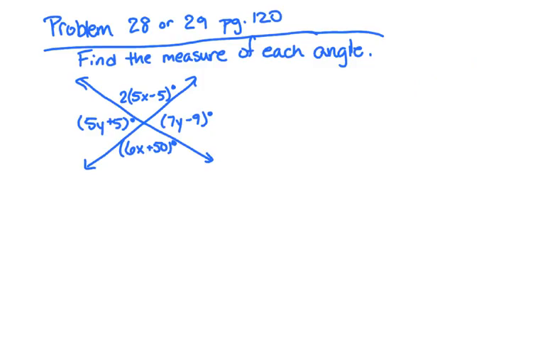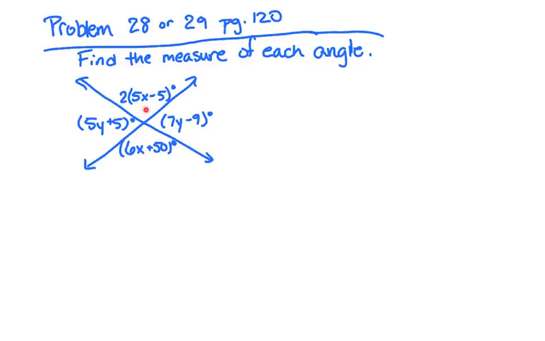Alright, so just like you did in your homework in section 2.7, you're going to have a problem similar to those, where you're asked to find the measure of each angle, and you're given a figure like this. So here's what we're going to do. We're going to find x and y first, and then we're going to plug back in to figure out what the measurement of each of our angles are. And how we're going to find x and y is knowing that vertical angles are congruent.